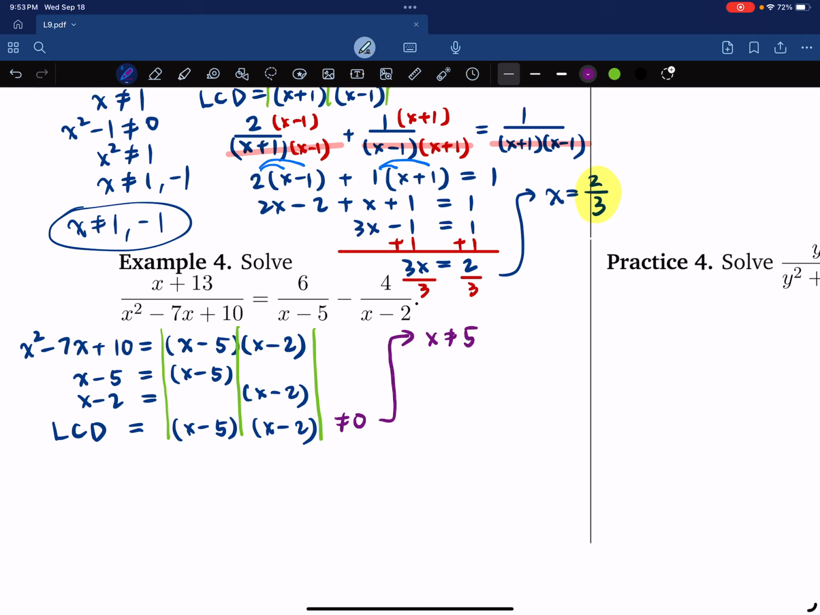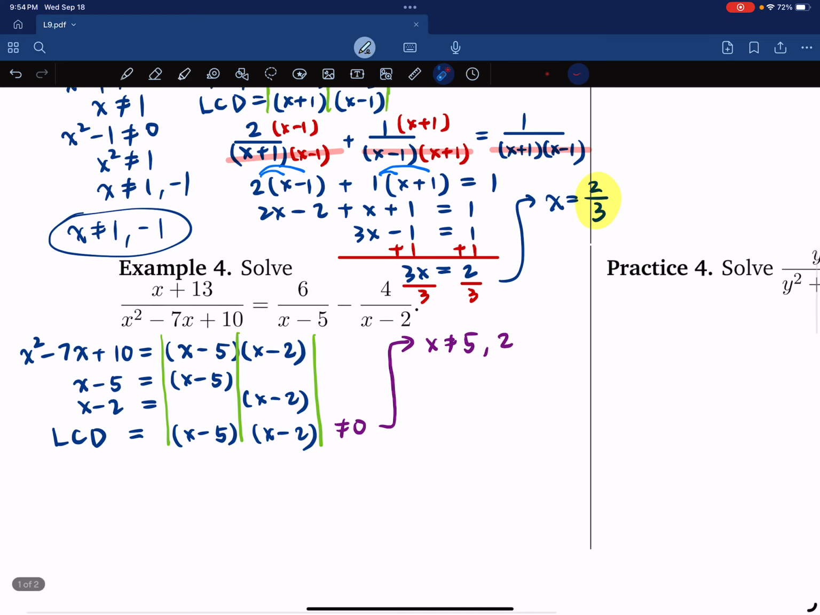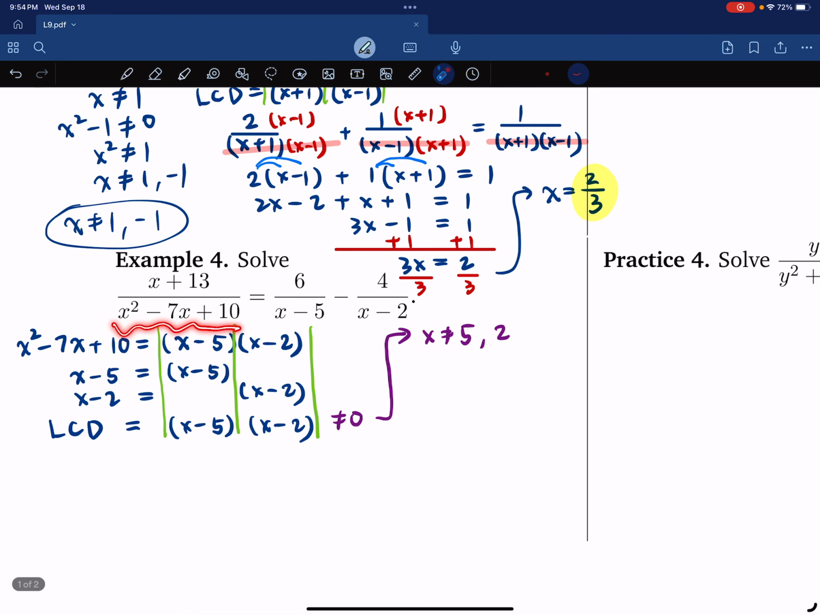x cannot be 5, right? If x is 5, this left-hand side will be 0. x also cannot be positive 2. If x is 2, this will be 0, and this will turn into a 0 product. So this is another way to find restrictions by looking for the LCD and seeing what values will make the LCD 0. This is extremely useful when you have complicated denominators like this, or you have 3 denominators. You don't have to check each of them anymore. You could just use the LCD to find the restrictions.